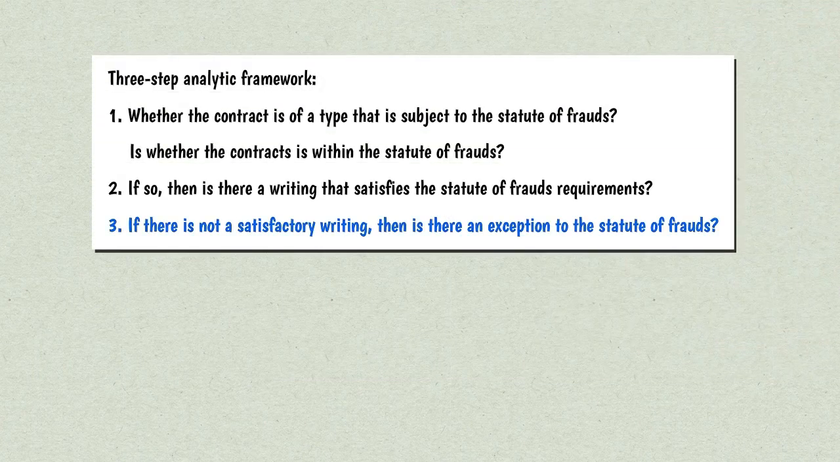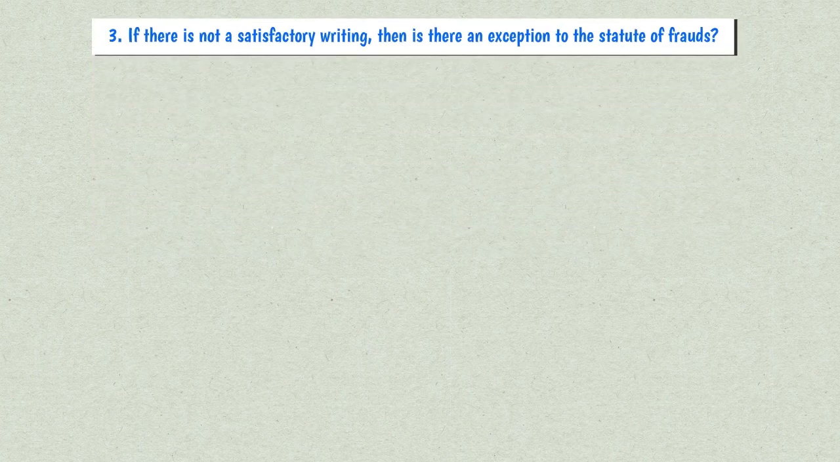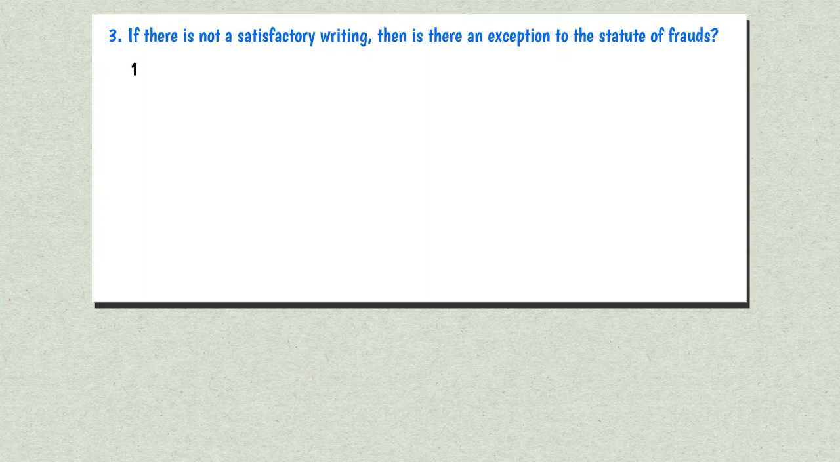The third step in the three-step analytic framework that courts use to analyze a statute of frauds issue examines the exceptions to the writing requirement. Even if the scenario falls within one of the categories of contracts normally requiring a writing, the lack of writing will be excused where one of these exceptions applies. Generally, there are 5 common law exceptions to the statute of frauds writing requirement. The first is promissory estoppel, discussed in another video in this series.